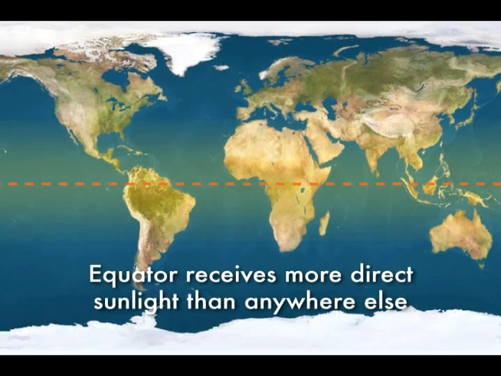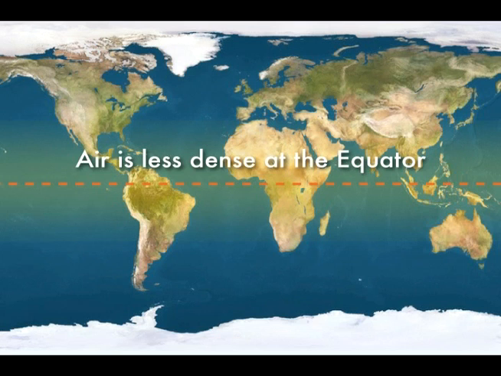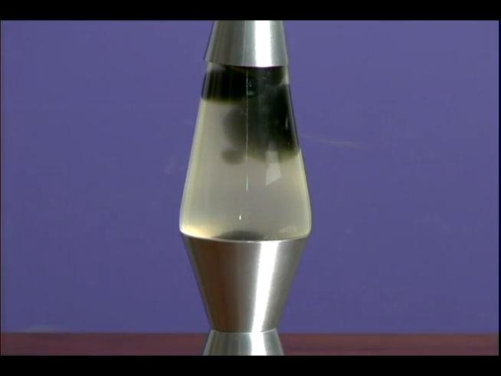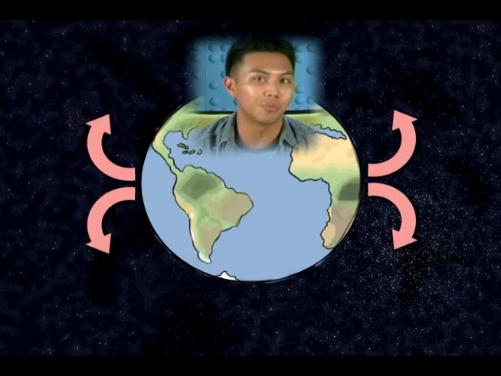Check it out. The equator of the Earth receives more direct sunlight than anywhere else on the planet. That means the air there is warmer than anywhere else. Because it's warmer, that means it's less dense, just like those blobs in the lava lamp that became less dense as they heated up. So what do you think this warm, less dense air does? It rises up into the atmosphere and spreads outward, of course.